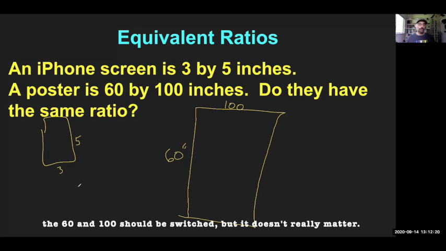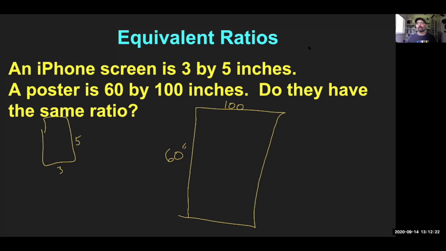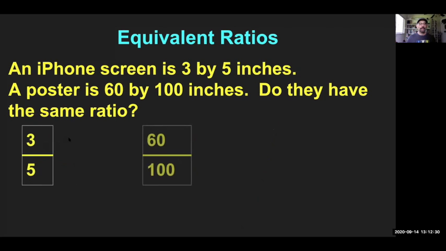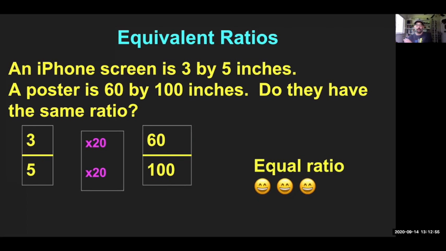Do they have the same ratio? So the way we figure that out is 3/5 is our first fraction, and 60 over 100 is another fraction. So can I do 3 times something equals 60? Well, yeah, you can. I know that 3 times 2 is 6, so that means 3 times 20 is 60. And is 5 times 20 100? Well, it is. So 3 times 20 is 60, 5 times 20 is 100, so that means that these are equal. They do have equal ratios. Got it? Great.